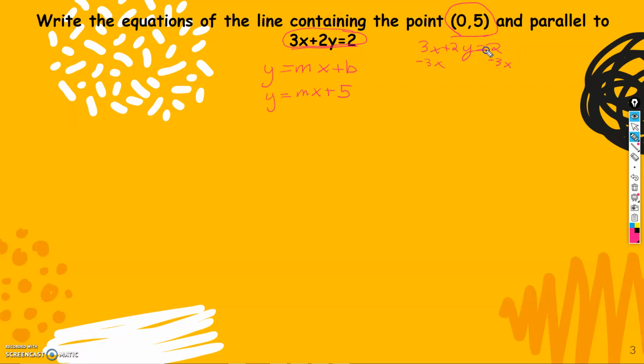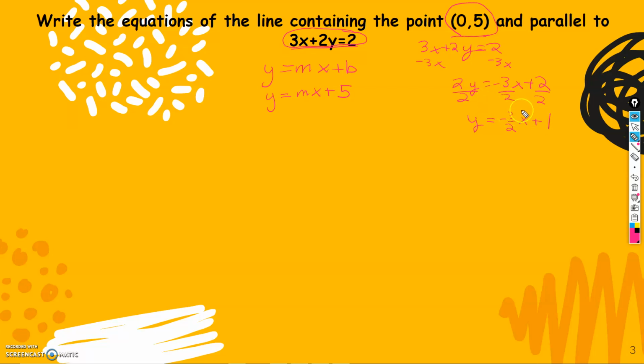Oops, let's make that equal sign. So we have 2y equals -3x plus 2. Divide everybody by 2. So y equals -3 halves x plus 1.